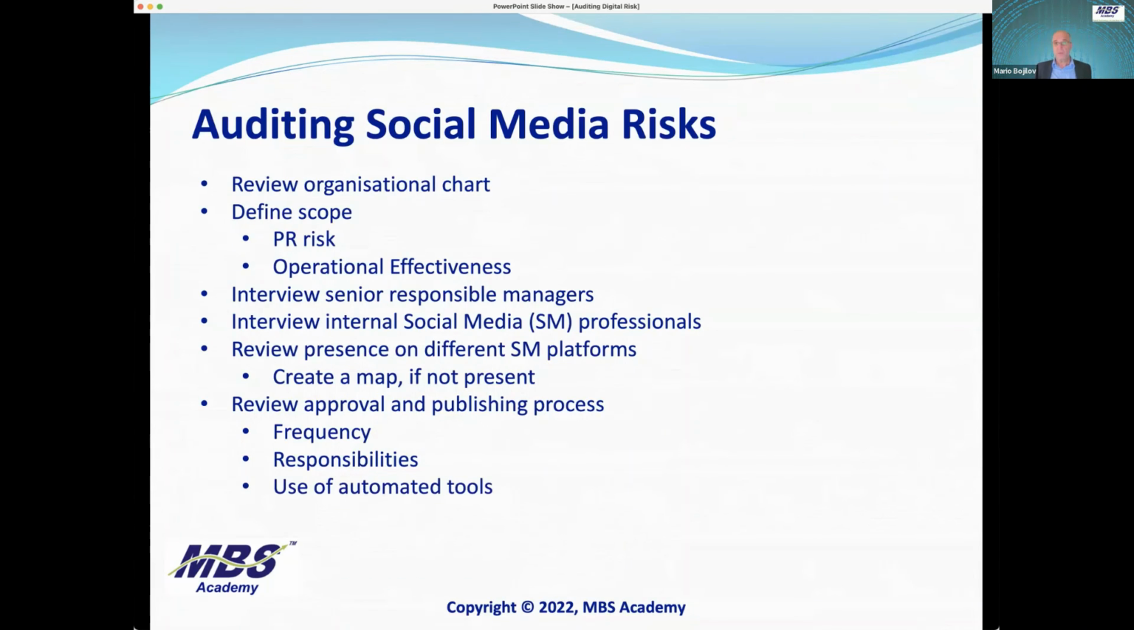What is the use of automated tools? Because you can use tools like Buffer or Hootsuite, and you can schedule campaigns and you may forget to stop them. And long after the date passed for whatever promotion or event you are running or wanting to make them aware, the paid campaigns are still running.